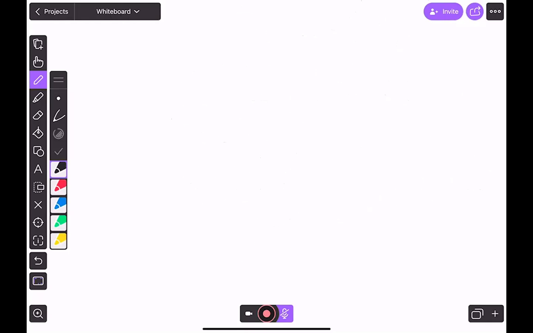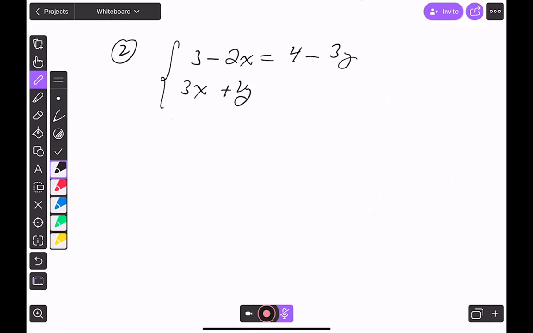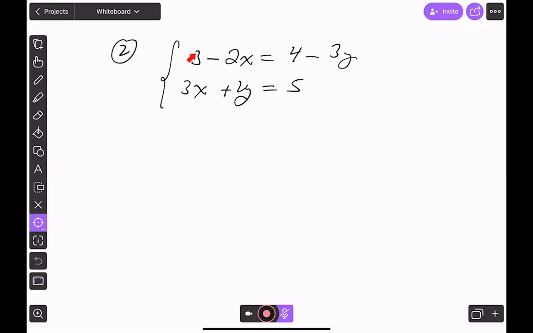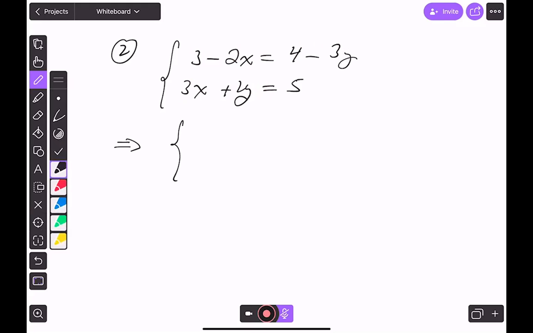And number 2 is a system of linear equations. There's 2 equations, 2 unknowns. 3 minus 2x equals 4 minus 3y. 3x plus 2y is equal to 5. Well, again, I want to point out if we're going to add these together, the equal signs line up so I can add them together. The problem, though, is this. Things aren't lining up over here. So I want to get them in standard form. That's x, y equals a number. Let's do that. It's an extra step, certainly.